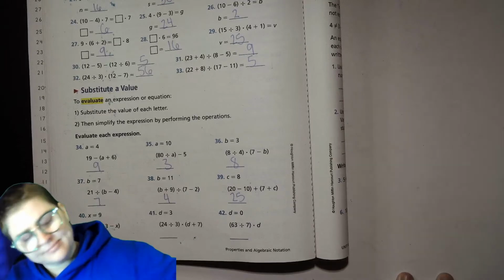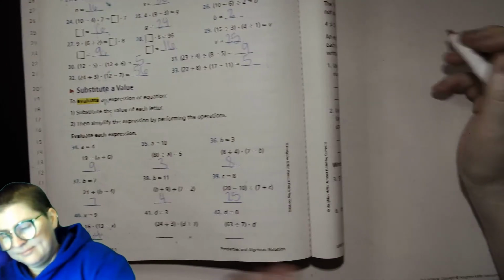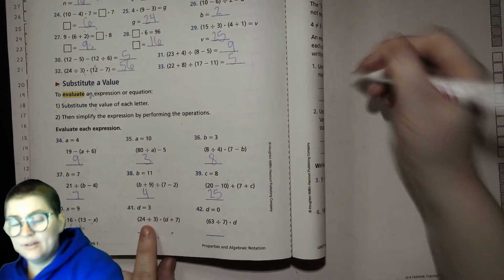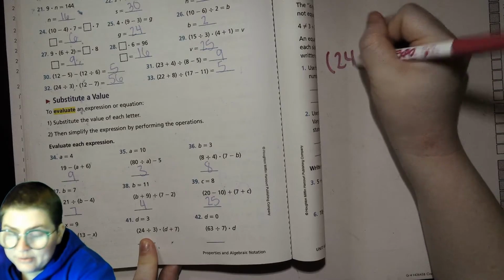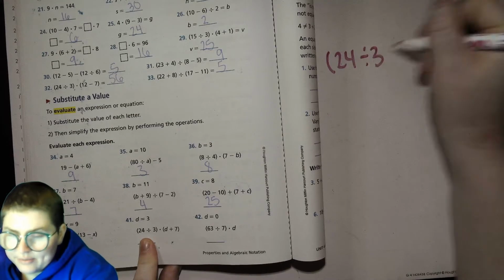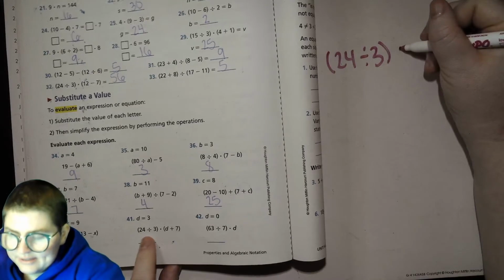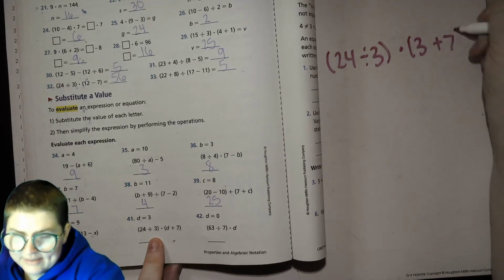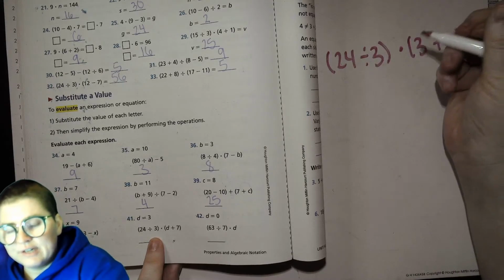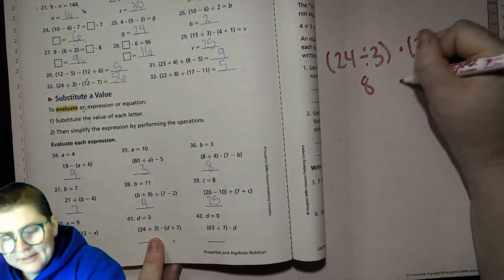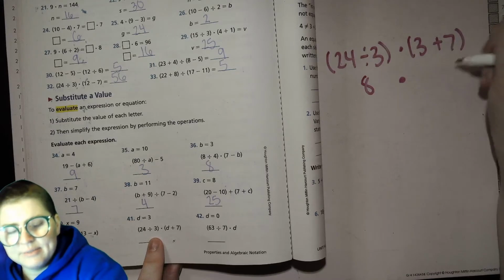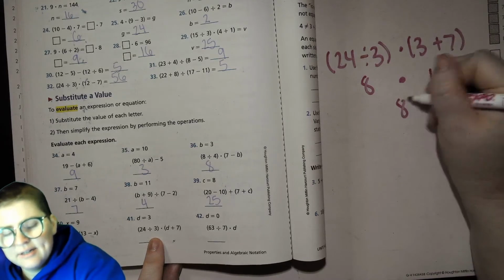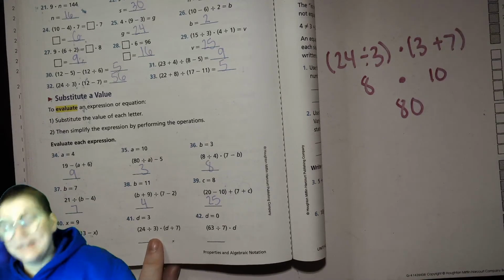Okay. D equals 3 here, so parentheses 24 divided by 3, close parentheses, multiplied by 3 plus 7. So 24 divided by 3 is 8, multiplied by 3 plus 7, 10, 8 times 10, 80.